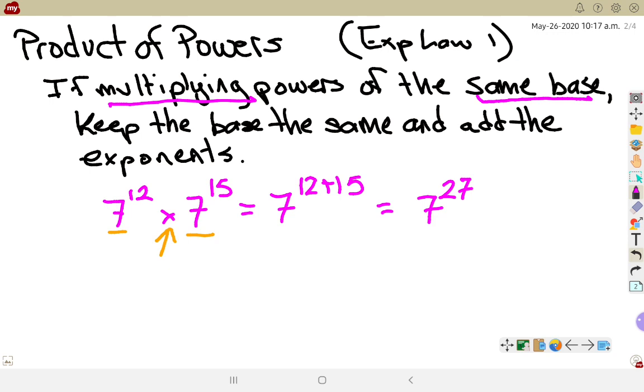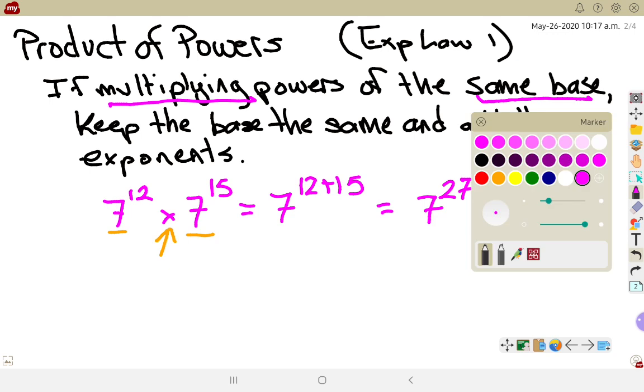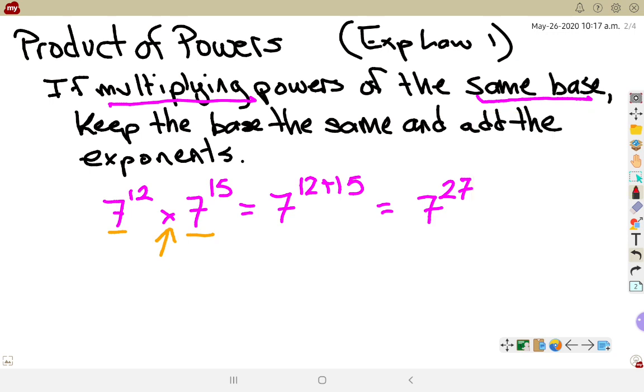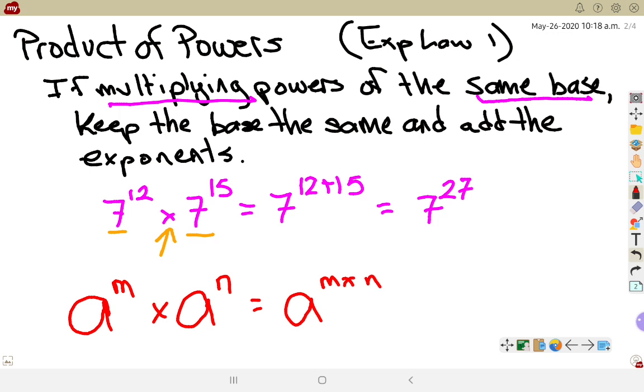Okay, so that's with numbers, but I'm going to give it to you in algebraic terms. So this is what we look at. If we've got a with an exponent of m times a with an exponent of n, that's going to equal a with an exponent of m plus n. And we say that a, m, and n are part of the real numbers. Okay, so it works for any numbers that we can put in.